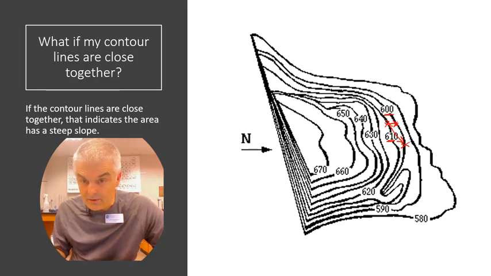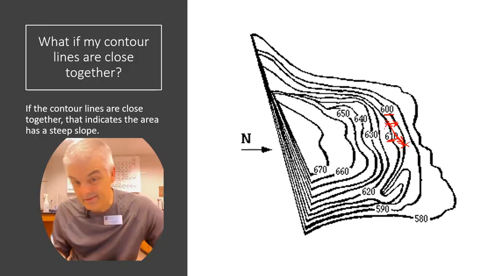I don't know what the units are on this. Or here I would walk further, but I would still descend 10 feet. Now, by the way, how do I know it's descending? Because I went from 610 to 600, right? So that makes sense, right?